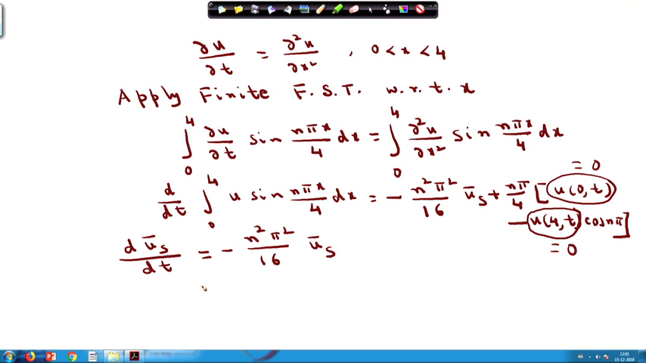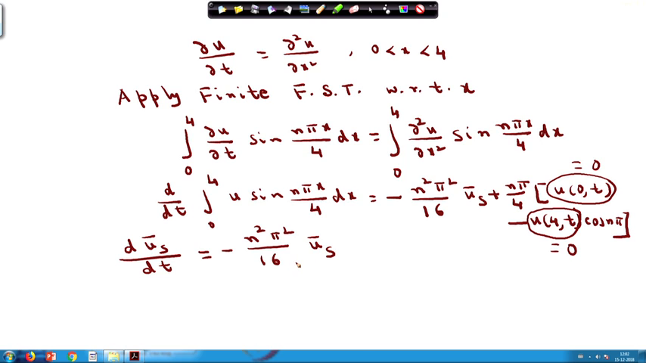So please note that I had the given PDE, ∂u/∂t equals ∂²u/∂x². I have applied the finite Fourier sine transform with respect to x on both sides of the given equation, and I am converting it into an ODE of the form dū_s/dt equals minus n²π²/16 into ū_s, and I can find the solution of this. So this is a simple ODE.